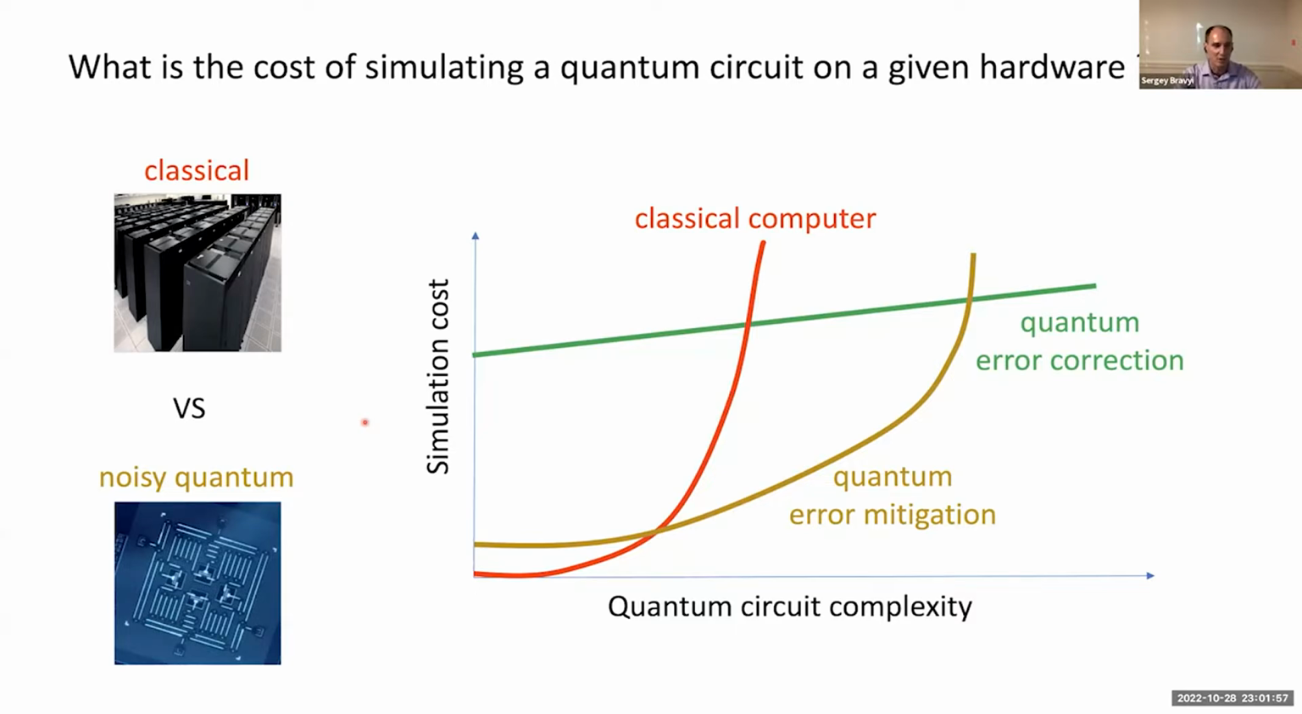And error mitigation is an alternative to error correction. It has very bad asymptotic scaling, as I illustrate on this plot. In fact, asymptotically, error mitigation is much worse than classical simulation. But we expect that there is a regime of intermediate circuit complexity where error mitigation is the most cost-effective solution of the fault tolerance problem.